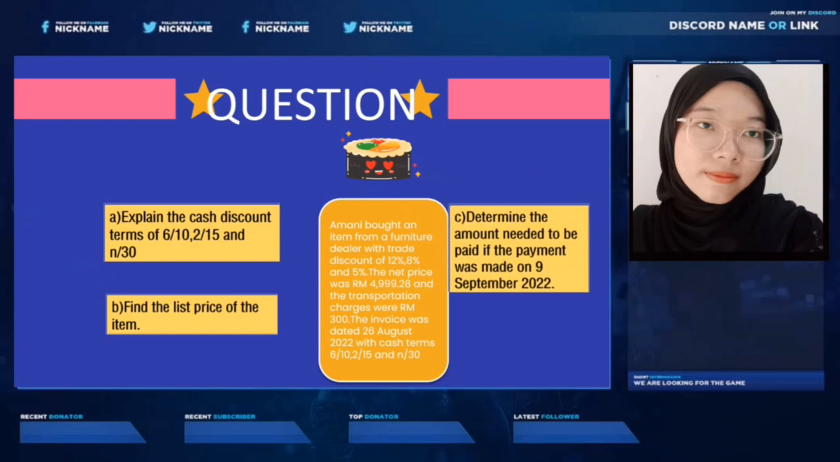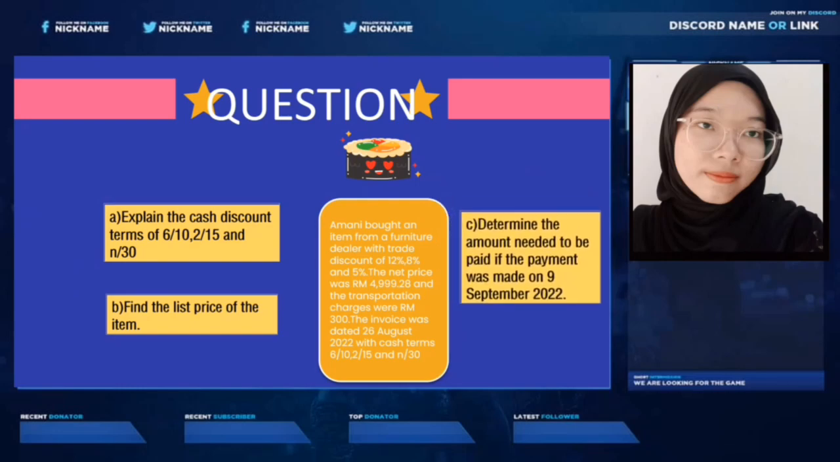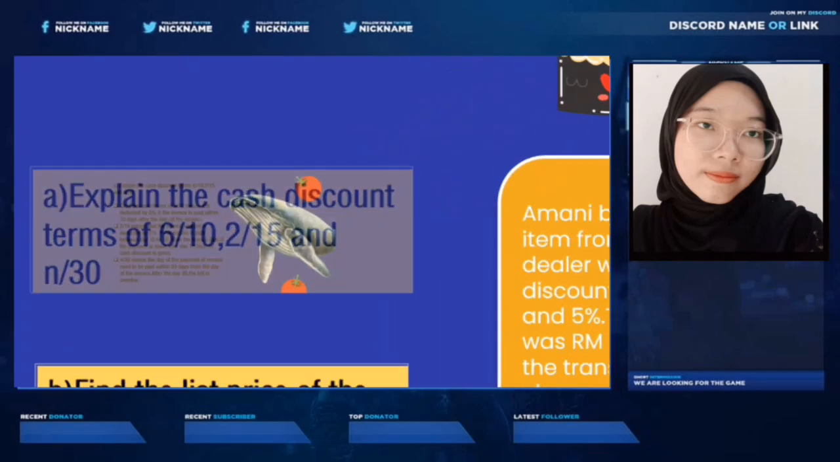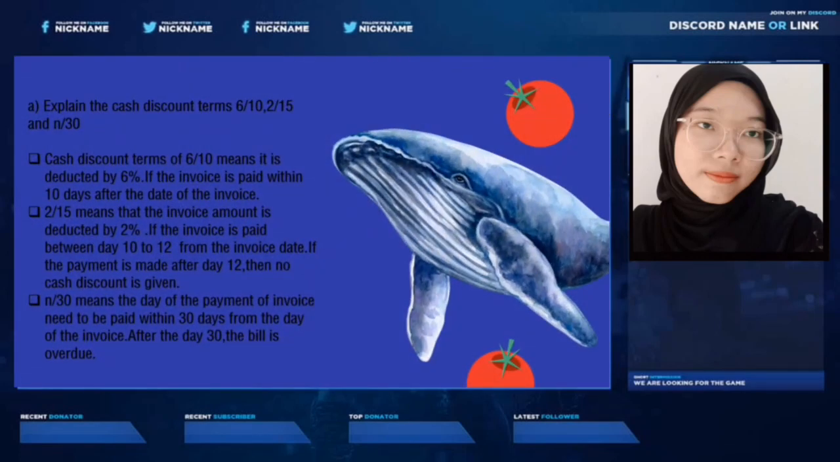Question 3. Armani bought an item from a furniture shop with trade discounts of 12%, 8% and 5%. The net price was 4,999 ringgit 28 cents and the transportation charge was 300 ringgit. The invoice was dated 26 August 2022 with cash terms 6/10, 2/15 and n/30. Question A. Explain the cash discount terms 6/10, 2/15 and n/30.